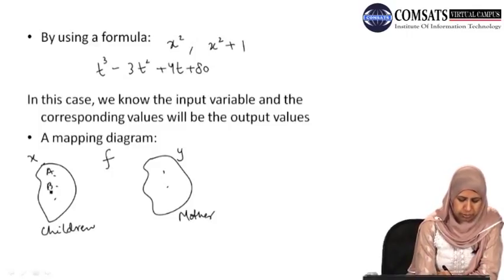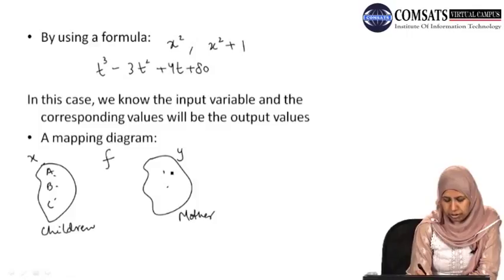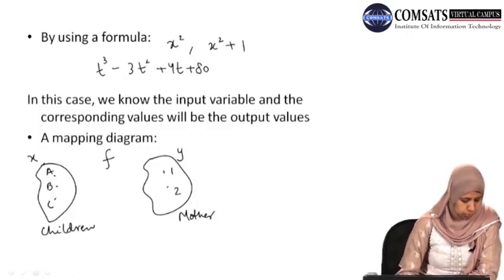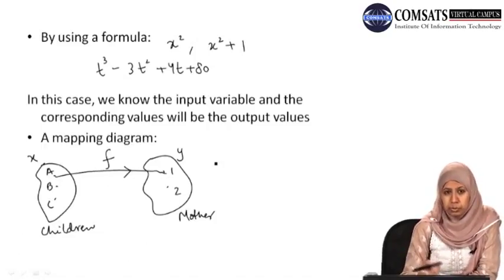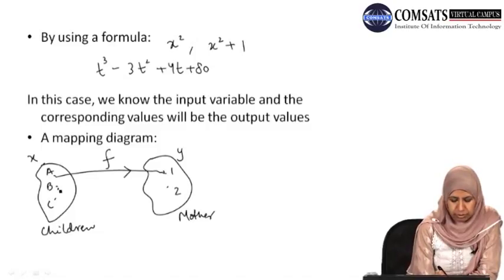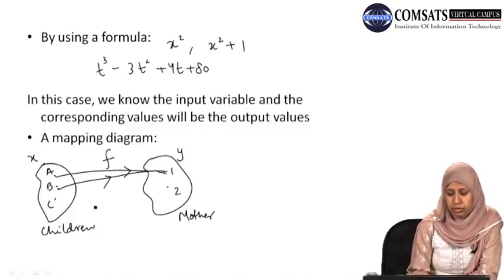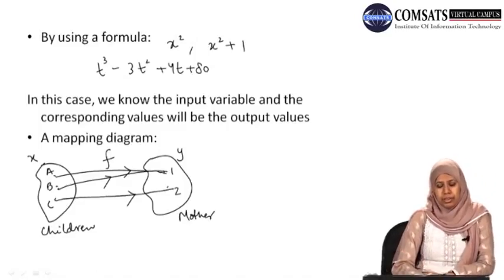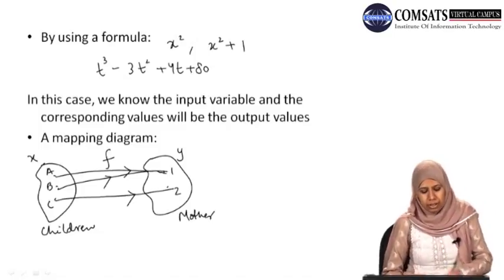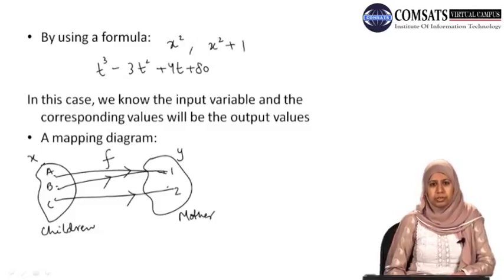We call them A, B, C and 1, 2. Then if child A is assigned to mother 1, child B is also assigned to mother 1 and child C is assigned to mother 2, then is this a function? If we are given a mapping diagram, we can easily see what the input values are, what the output values are, and what the rule is.